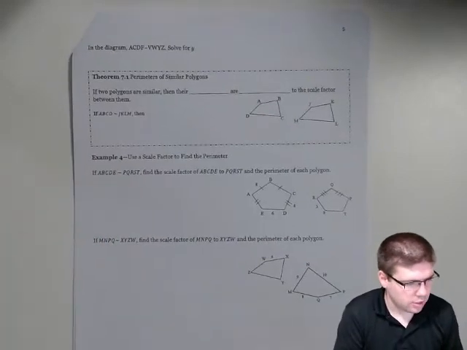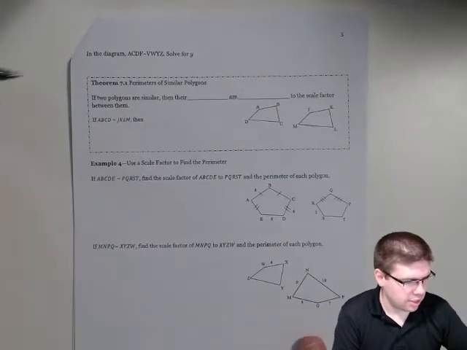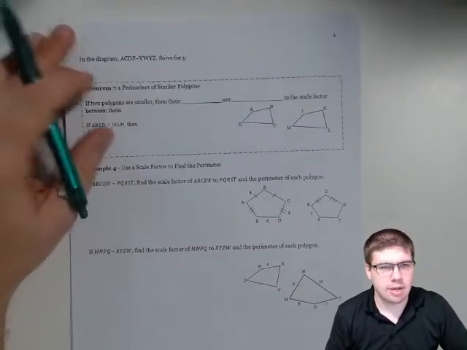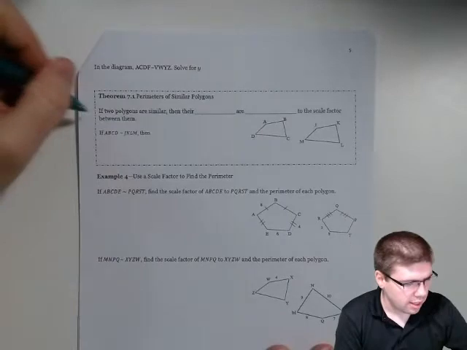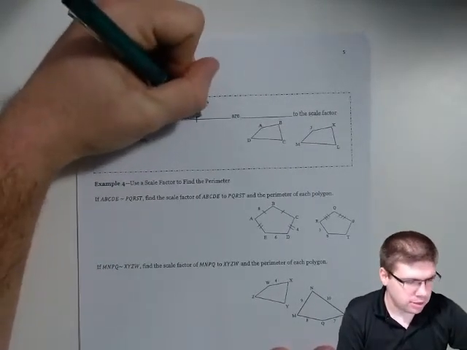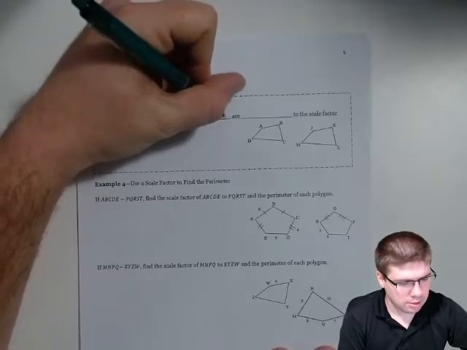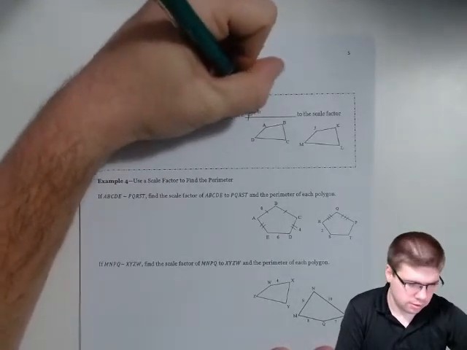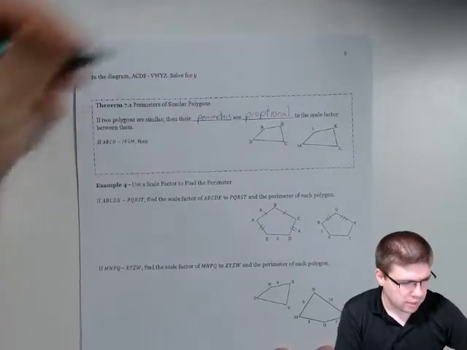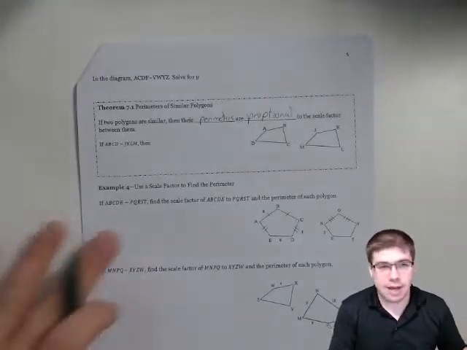Hey, geometry. So last part of section 7.2, we're going to do how this similarity stuff relates to perimeters. If two polygons are similar, then their perimeters are proportional, just like the sides are. So they're proportional to the scale factor between them.